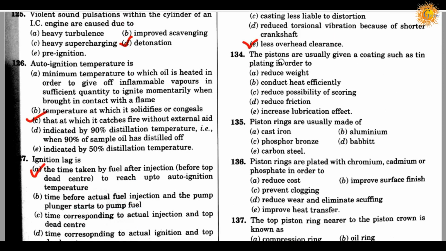Question number 134. The pistons are usually given a coating such as tin plating in order to: option A, reduce weight; option B, conduct heat efficiently; option C, reduce possibility of scoring; option D, reduce friction; option E, increase lubrication effect. So the correct answer is C, reduce possibility of scoring.